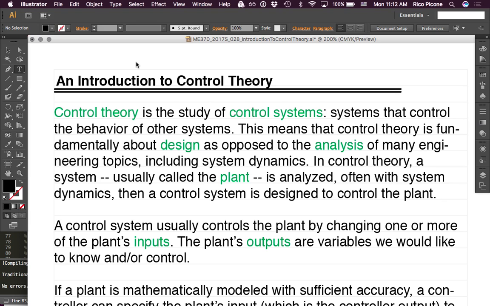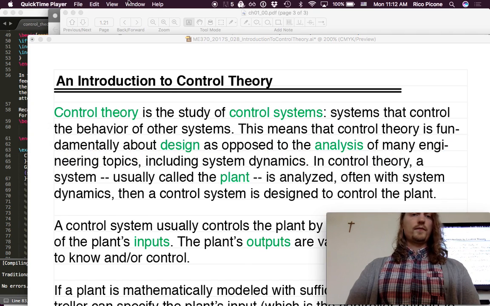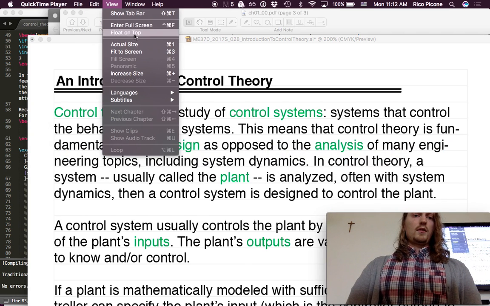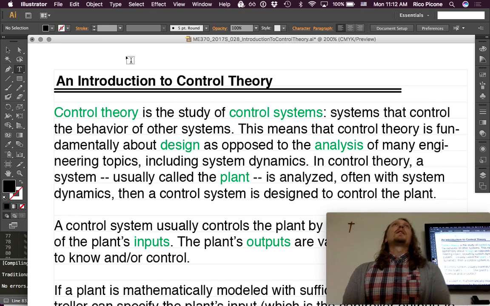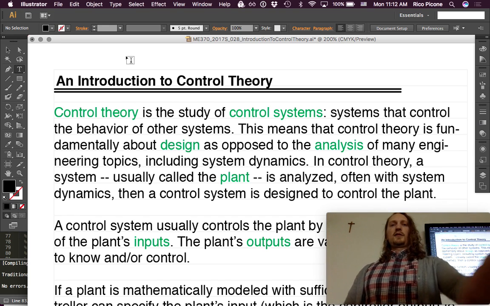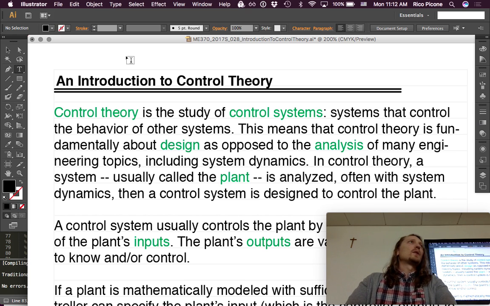Talk about control theory a little bit. This is sort of the last third, if you will, of the course where we're going to talk about how to make these systems that we've been analyzing all this time do what we want them to do.